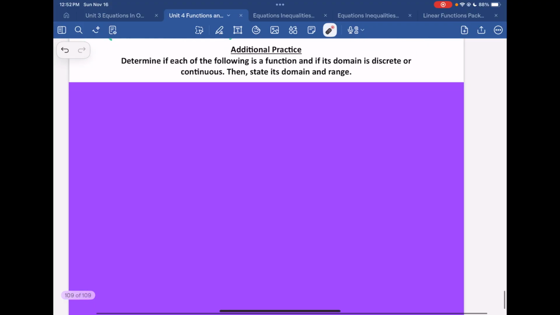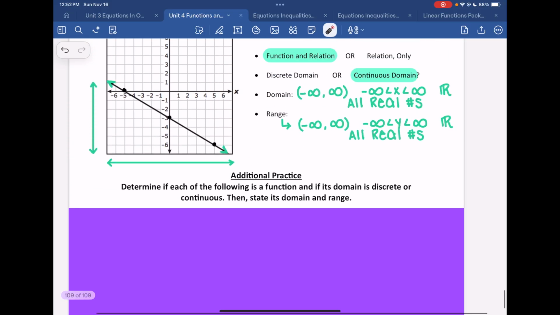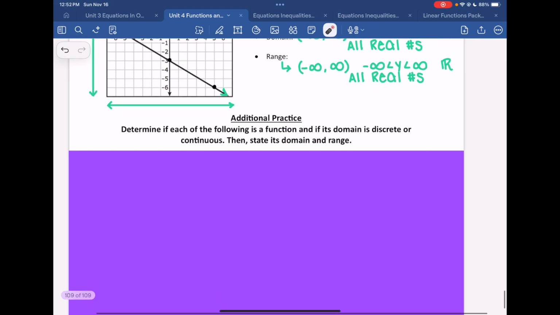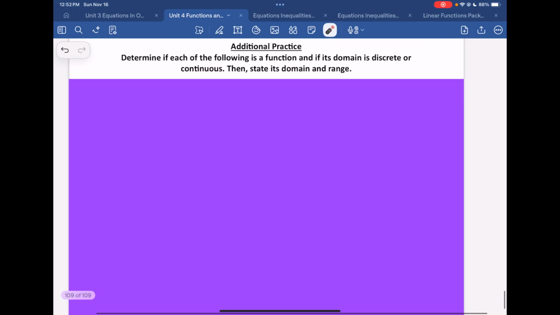Okay, so on the bottom of this page, there are 3 more graphs. I didn't have room to put all of this next to all of them, but you can just do it yourself. State if each one is a function and a relation, or if it's just a relation. State if the domain is discrete or continuous, and then state its domain and range. So at this time, you should pause the video, do those 3 questions, and then when you're done, press play and compare to my answers. So go ahead and pause it.